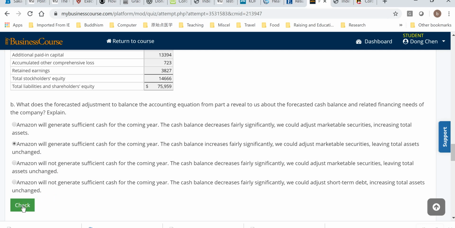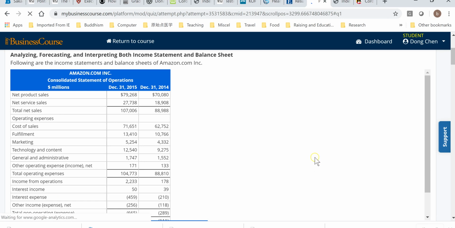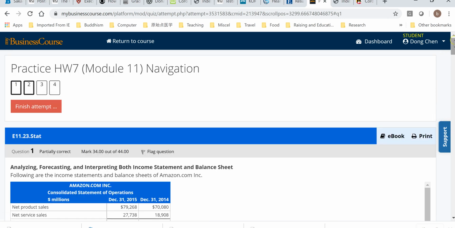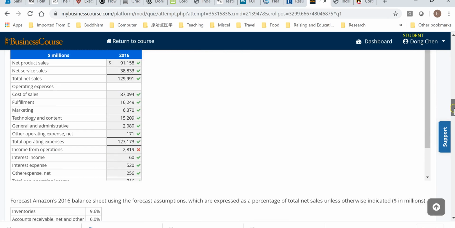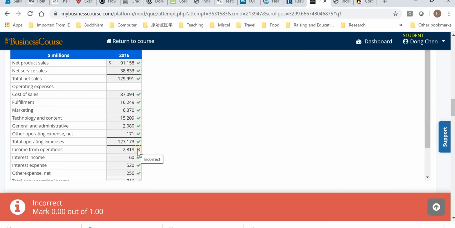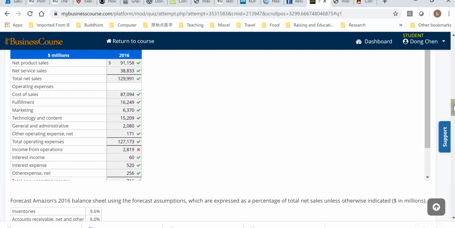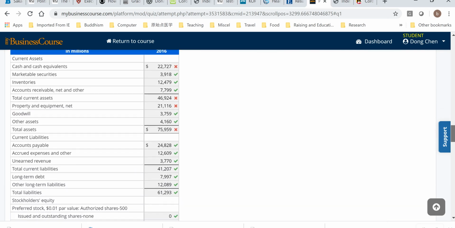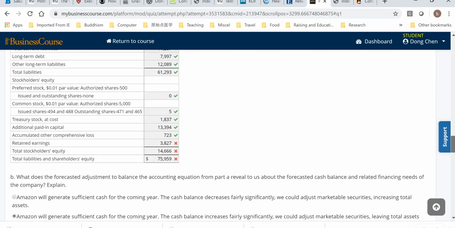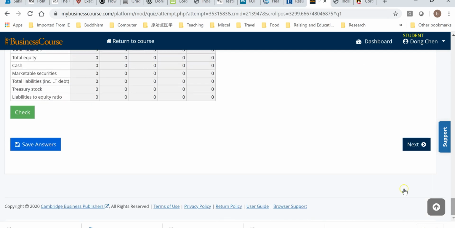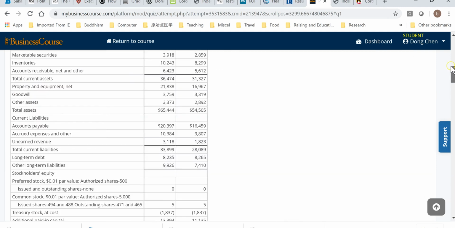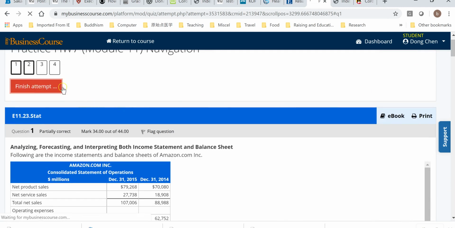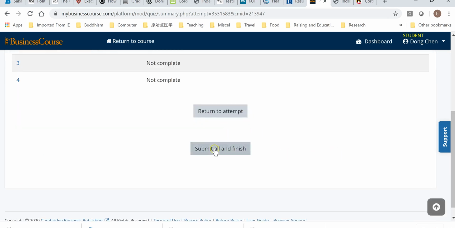So now let me check my answer and see whether we have got the right answer or not. So the income from operations, let's see, cash and cash equivalents. I guess this might be due to the rounding issues, so I'm going to submit this and see whether that's the case. So finish attempt. This will give me the correct answer.